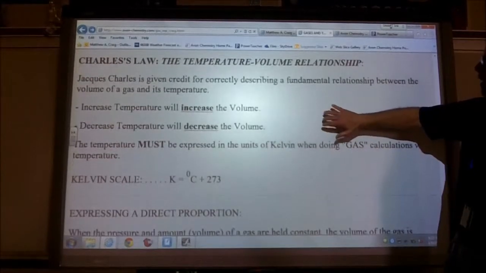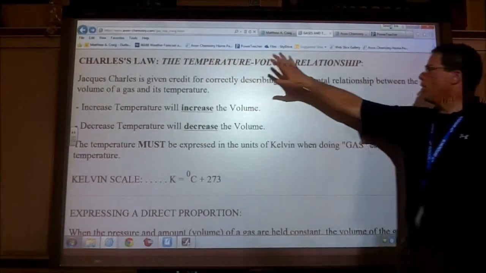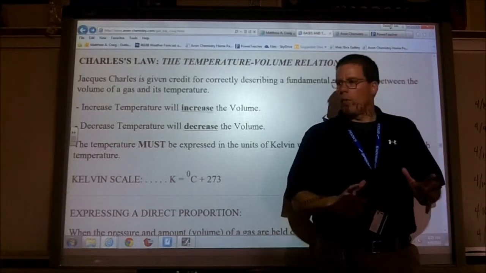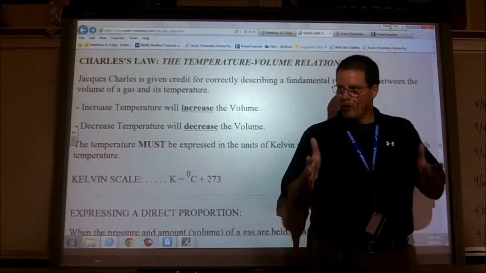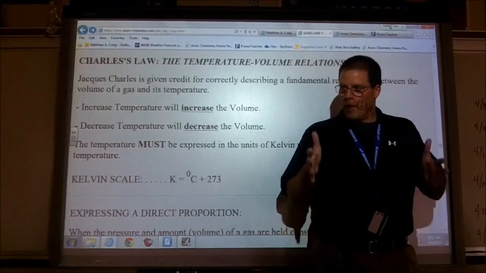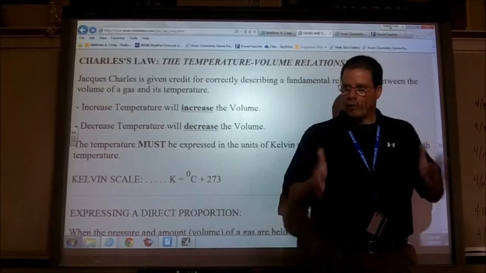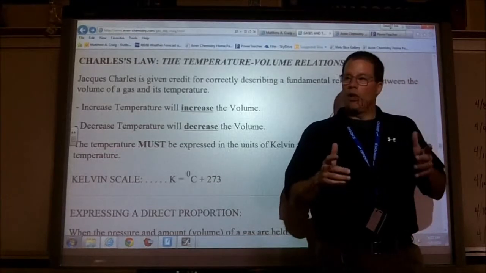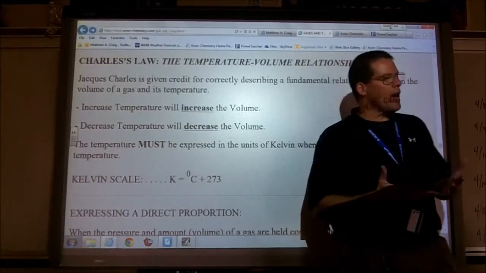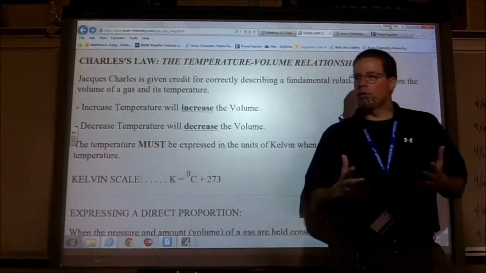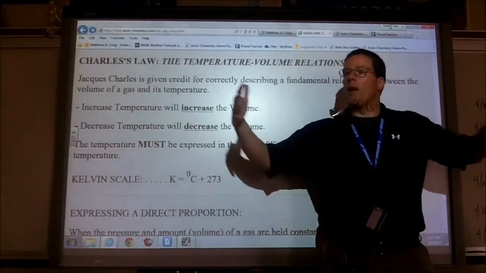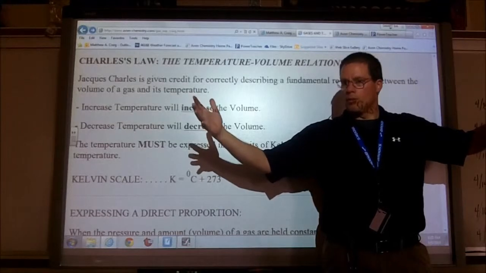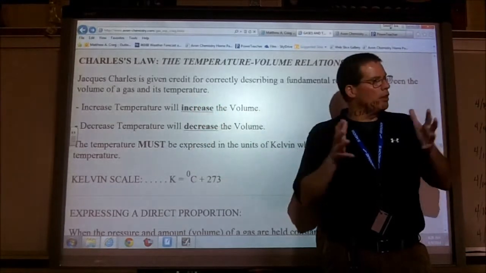So when we talk about Charles' law, it's a temperature-volume relationship. In other words, we talked yesterday very briefly about, remember the box with the ping pong balls in it? That as the temperature goes up, what happens to the ping pong balls? They're moving faster. So as the temperature goes up, what would you guess would happen to the volume of a gas? It would get bigger. And as the temperature gets cooler, or the temperature decreases, then the volume of that gas decreases.